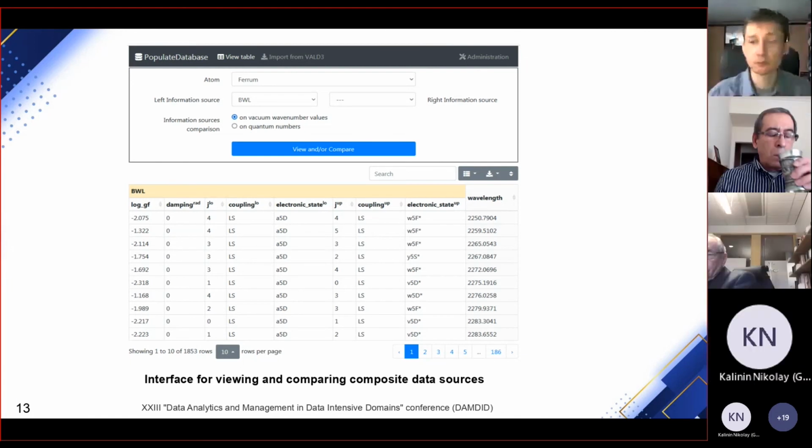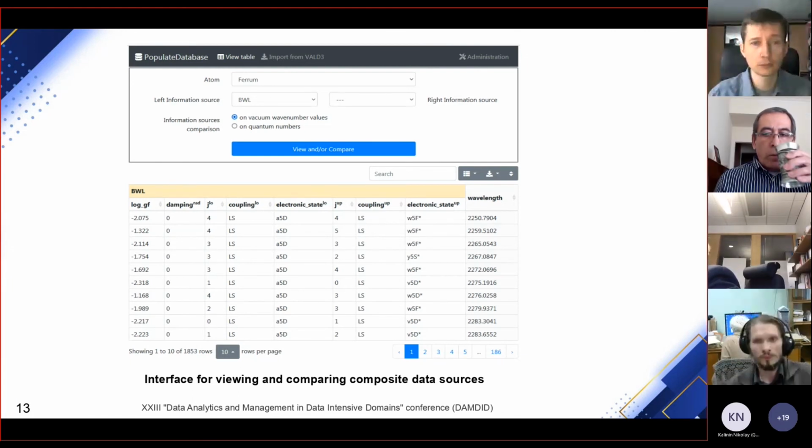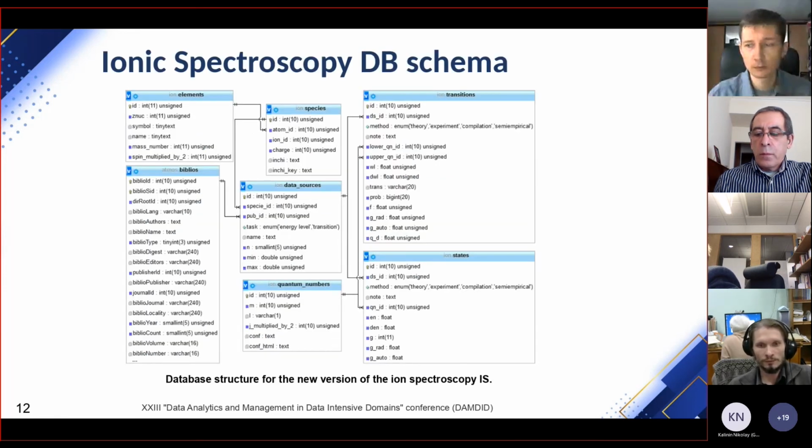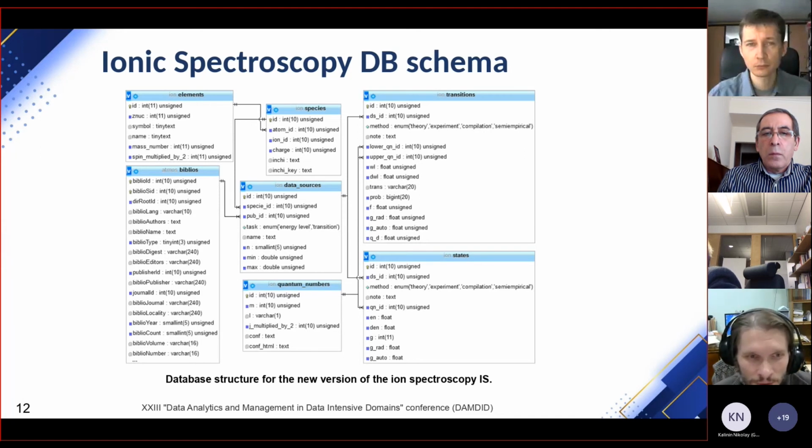For the ionic database, which we retrieve from the Spectre W3 system, as you can see, the schema is much more complex. As well as for atoms, we have the transitions and states concepts, but we also have quantum numbers. We also have different species, which are divided into species elements, and we connected our bibliographic base of VADIS systems to provide bibliographic references.